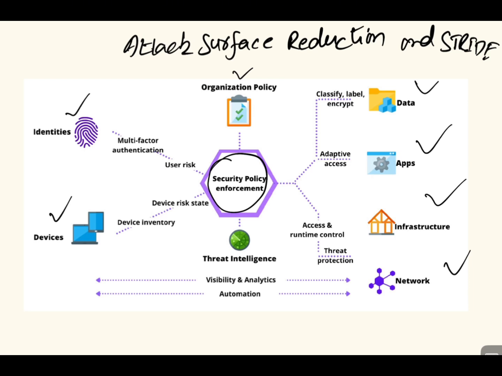So, in summary, threat modeling like STRIDE identifies where the attacker could attack. Attack surface reduction removes or hardens those weak spots so the enemy has fewer ways to attack. So both attack surface reduction and STRIDE complement each other, right? They go hand in hand.